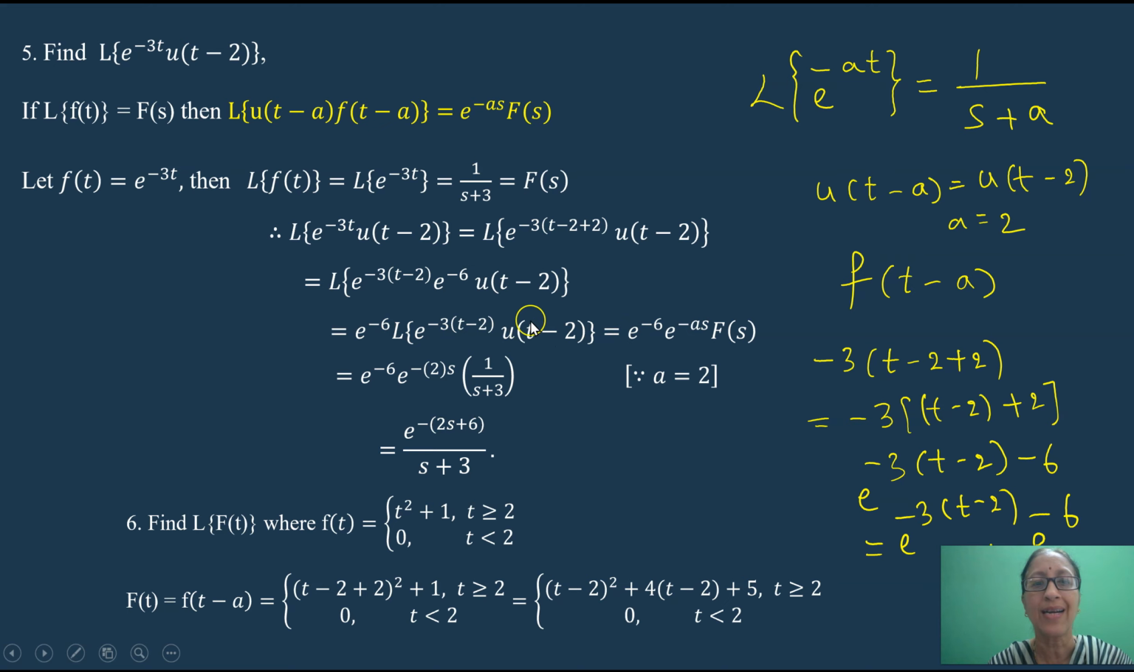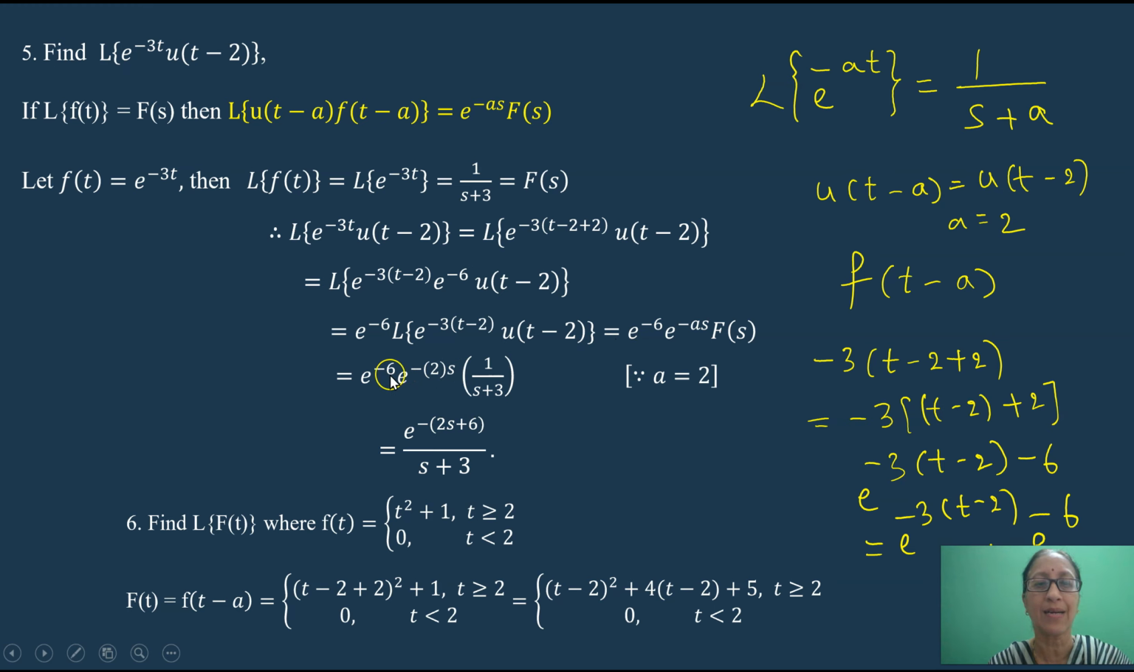But here to find Laplace transform of this, we have to find e power minus as f of s. Here value of a is 2, we have seen. So in the place of a, we should write plus 2, and in the place of f of s, we should write Laplace transform of f of t, which is equal to f of s, that is 1 by s plus 3. So if we write these terms in this definition, then we get e power minus 6 into e power minus 2s into 1 upon s plus 3.